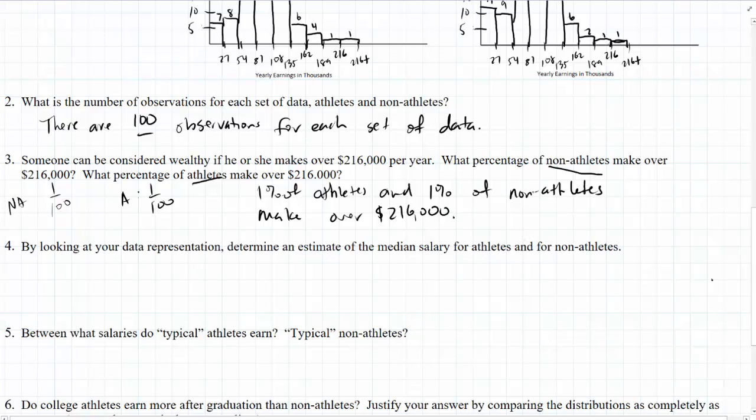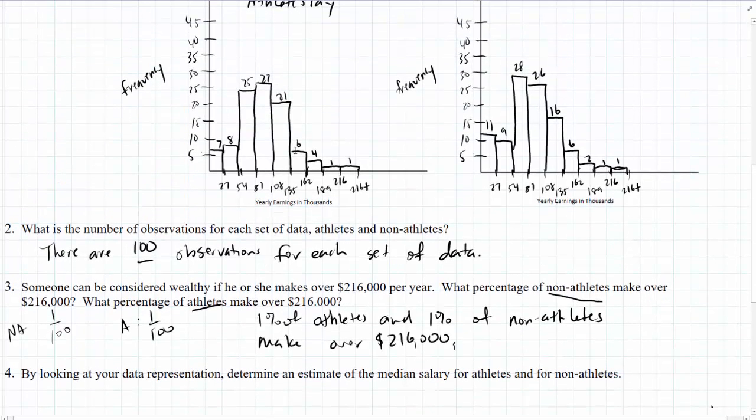So looking at our data representation, we're going to determine an estimate. It does not have to be exact, but we're going to estimate the median, or the middle salary, for both the non-athletes and the athletes as well. So what would the median salary be? Let's take a look at the data.